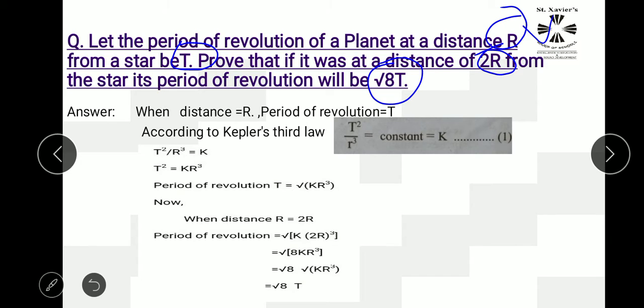So students, when distance is equal to R, the period of revolution is T. This is given to us, and what we have to prove is that when instead of R we have 2R, distance is 2R, the T value must be root 8 T. This we have to prove, students.